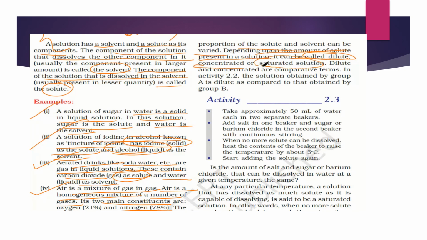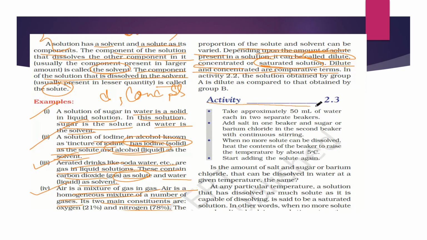Concentrated or saturated solution. So here we are getting 3 types of solution. What are they? First one is dilute solution. Then we can say that it is concentrated solution. And the third one we can say is a saturated solution. So here we got 3 types of solution depending upon the solute and the solvent. Now, dilute and concentrated solutions are comparative terms. If you are adding more solvent, it will become dilute, and if a lesser amount of solvent and more solute is there, it will become a concentrated solution.